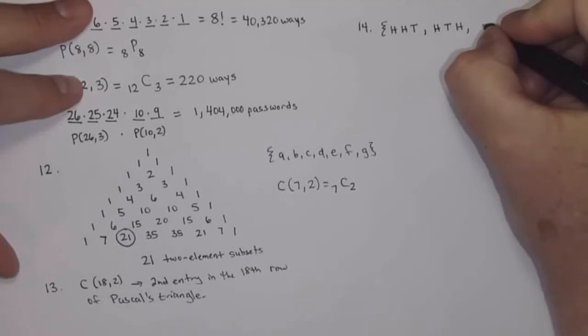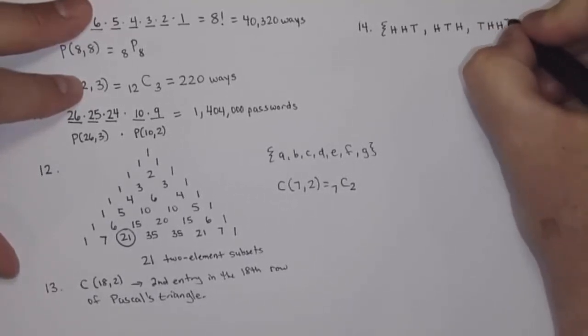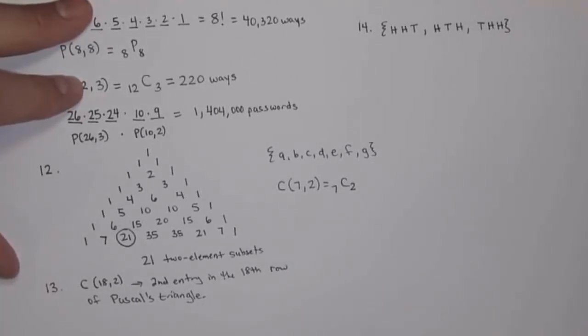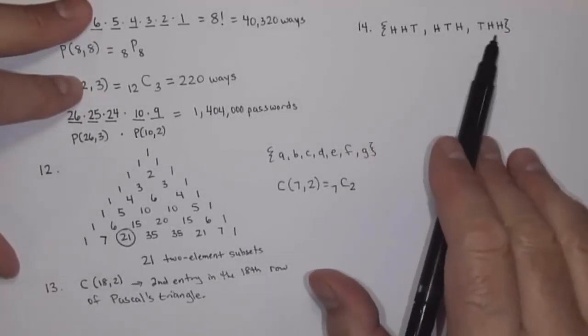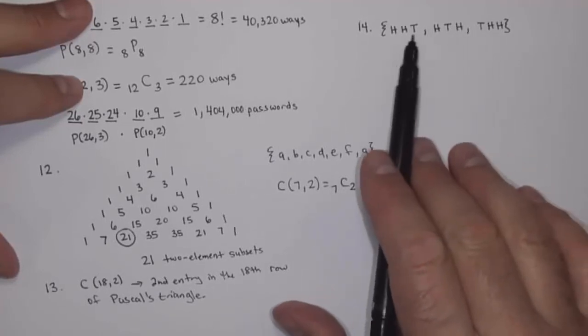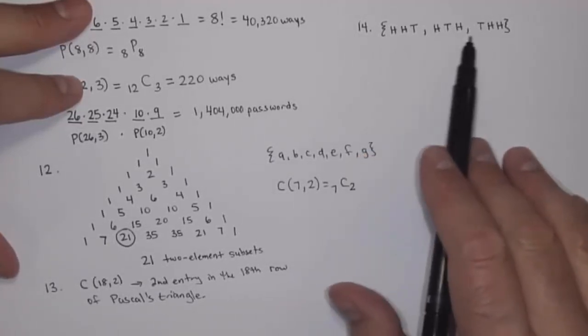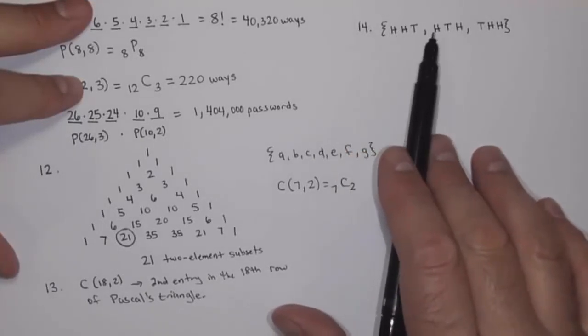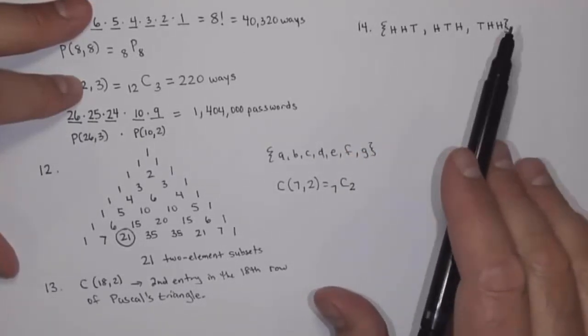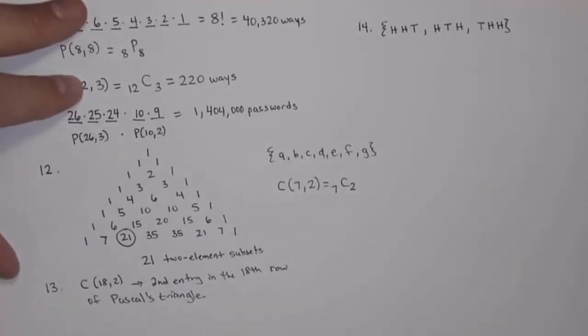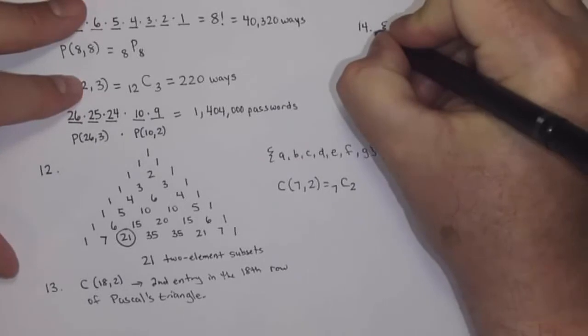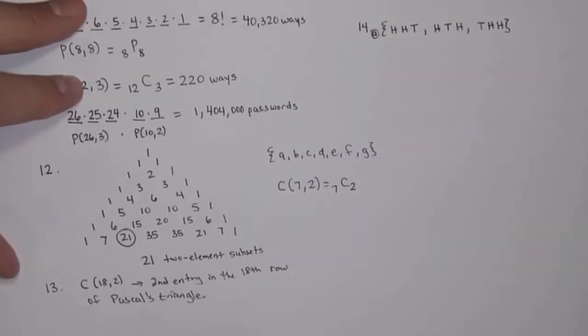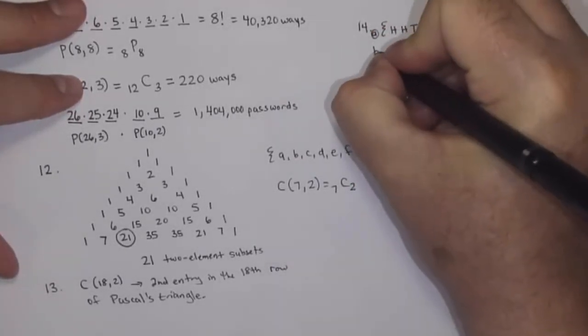And we could end up with tails on the first flip, heads on the second flip, heads on the third flip. That would be exactly 2 heads. These are the only 3 ways that we could end up with exactly 2 heads on 3 flips of a coin. So heads, heads, tails; heads, tails, heads; tails, heads, heads. Those would be the 3 ways that we could end up with exactly 2 heads. And that was 14A right there. Now we need to look at B.